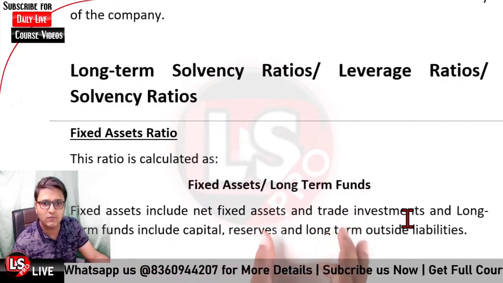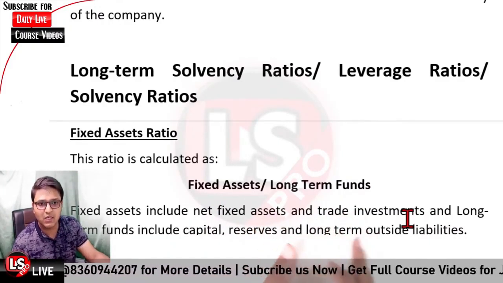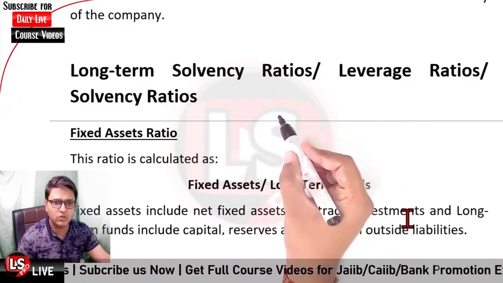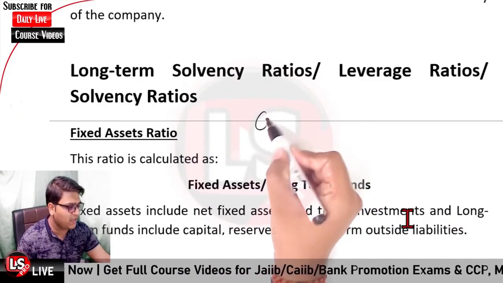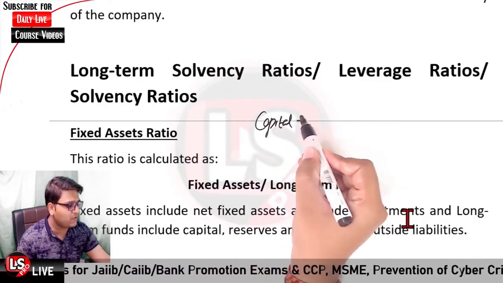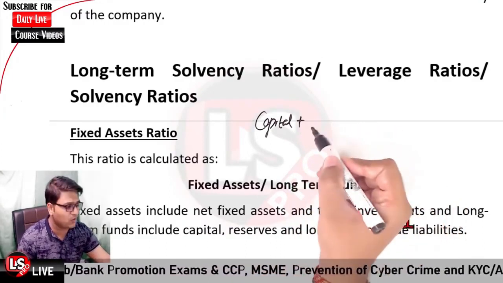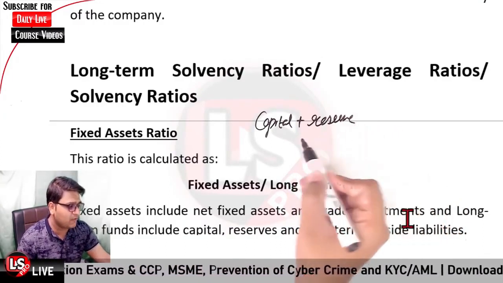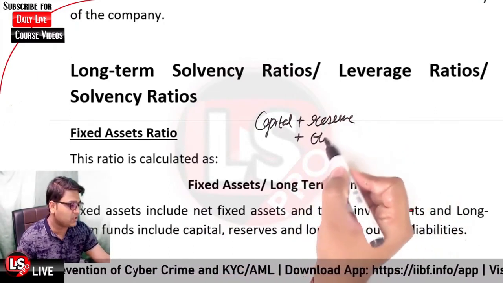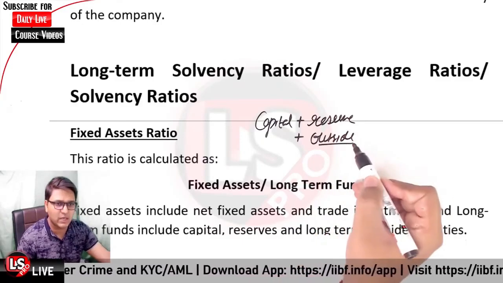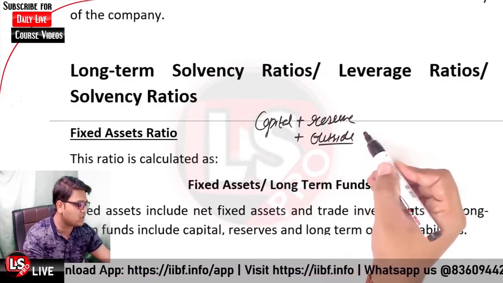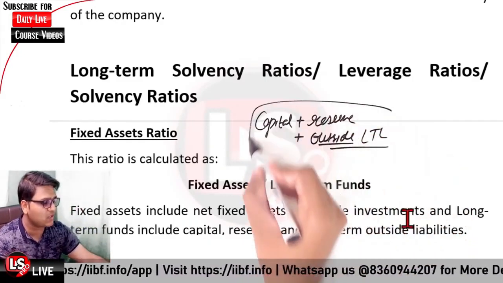Now, what are the long-term funds you have available? The long-term funds include three things particularly. Basically, it is the capital infused by the promoters or investors, further the reserves that you are having, and further the outside long-term liabilities. These may be related to the loans that you have taken from the bank itself. So these are the three components of it.